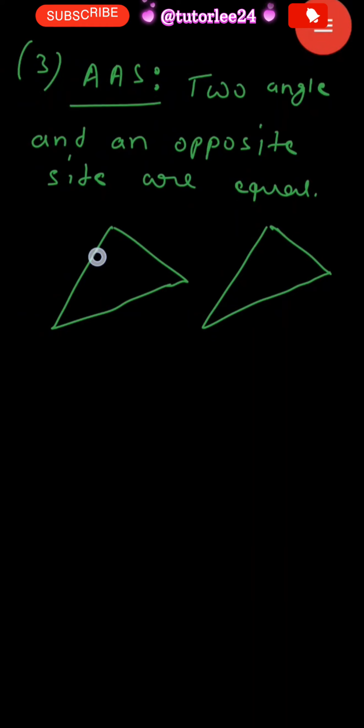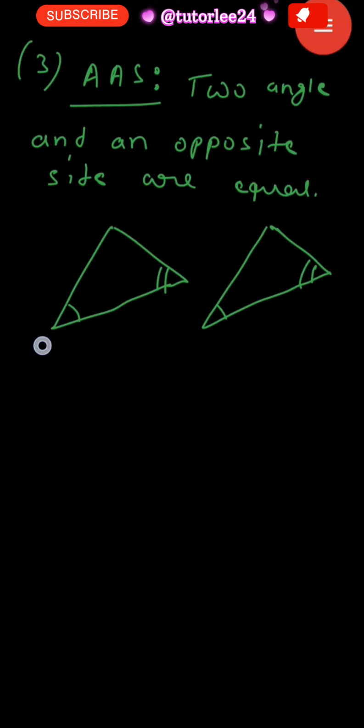In this triangle, suppose this angle equals this angle, and this angle equals this angle, and apart from the side in between these angles, which is not included, of the two remaining sides, any one side, either this or this, is equal. Then they are said to be congruent by angle side congruency, just in a sequence, angle side.